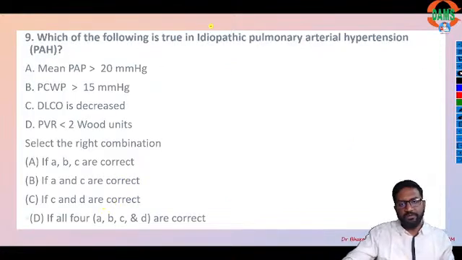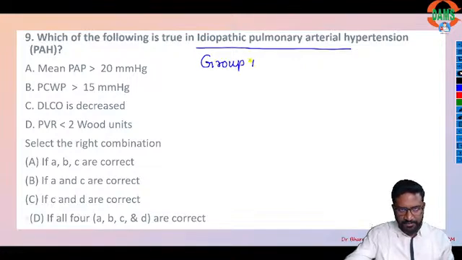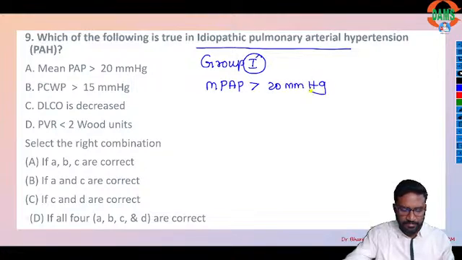Then which of the following is true in idiopathic pulmonary arterial hypertension? This is nothing but group 1. So in group 1, definitely MPAP will be more than 20 mmHg.